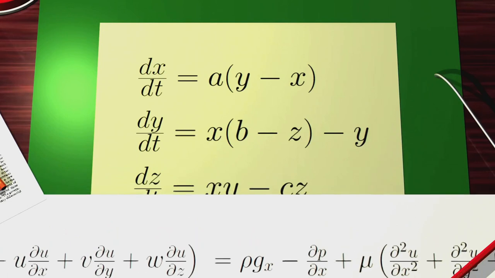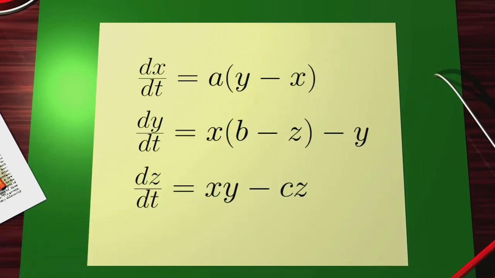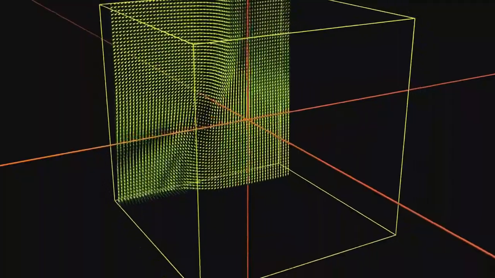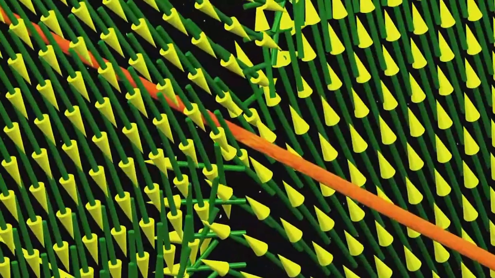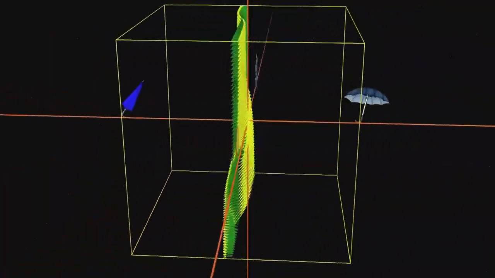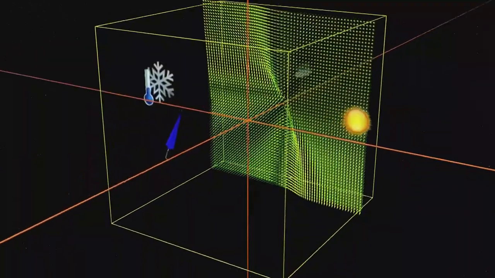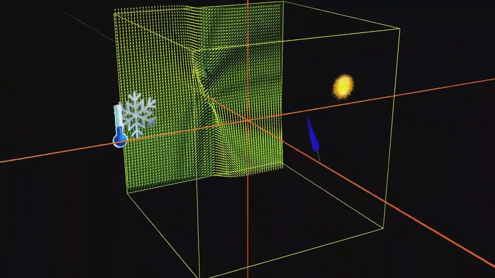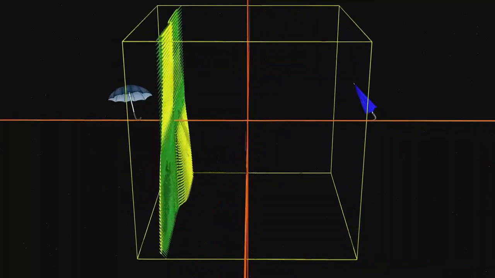His model of the atmosphere was reduced to just three numbers, x, y, and z. The evolution of the atmosphere was reduced to a simple equation. Each point, x, y, z, in space, represents a state of the atmosphere. The evolution follows a vector field. For example, and this is only an example, the first coordinate could represent the temperature, the second, the wind speed, and the third, the humidity.